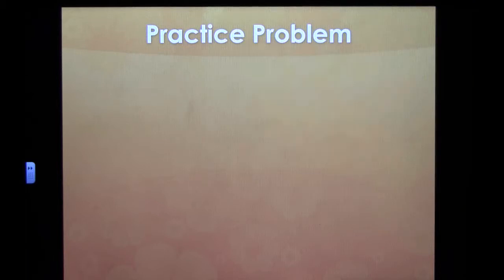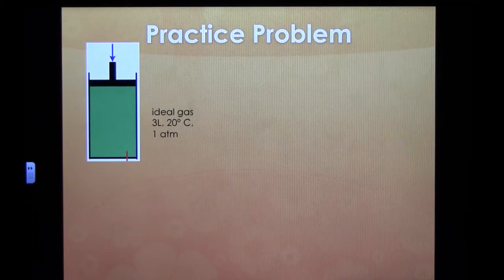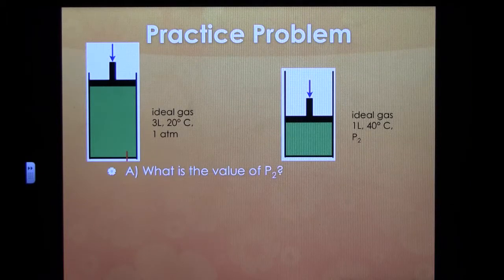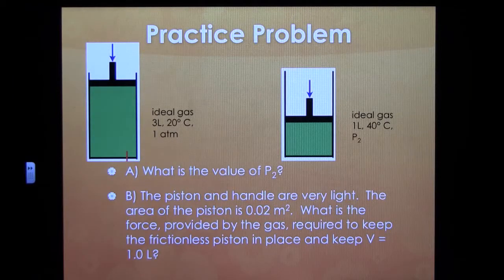For our next problem, let's consider an ideal gas in a container called a piston. This is an ideal gas that has a volume of 3 liters, temperature of 20 degrees Celsius, and a pressure of 1 atmosphere. It undergoes a few changes, and its volume changes to 1 liter, temperature turns to 40 degrees Celsius, and P2, the pressure, is not given. Part A asks us, what is the value of P2?